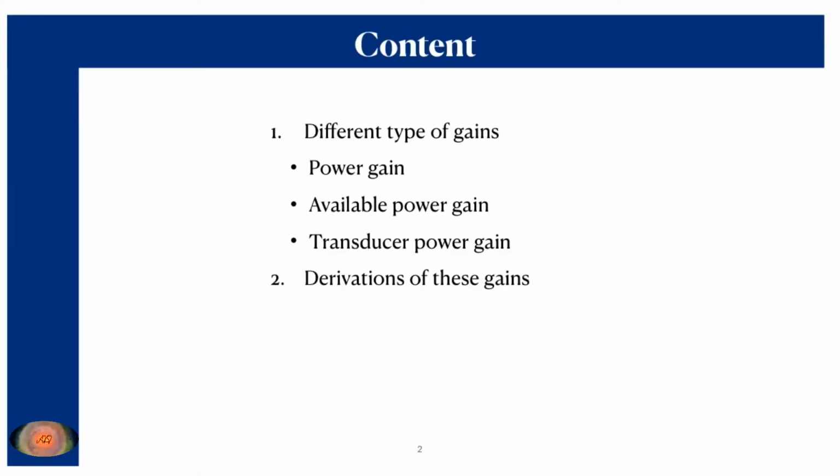Basically, three important gains are being considered in designing the amplifier in microwave frequency ranges. The first one is the power gain, next one is the available power gain, and the third one is the transducer power gain. Although out of these three, this transducer power gain will appear the important one, and we should deal with this transducer power gain later on. So therefore, in this lecture, I will give you the clear understanding of these three kinds of power gains and the derivation of each type of power gains.